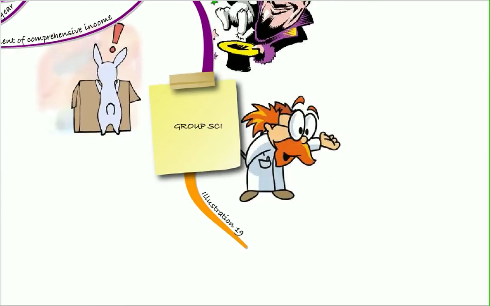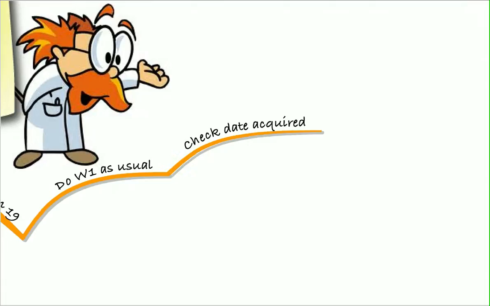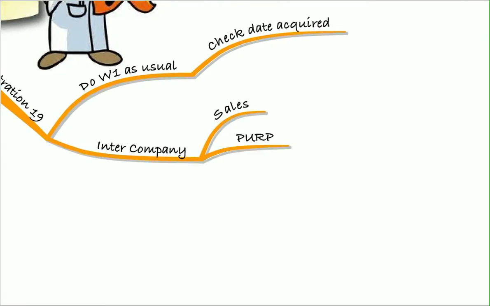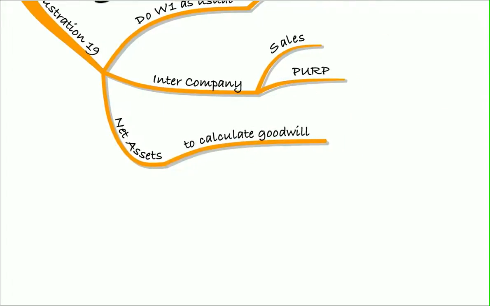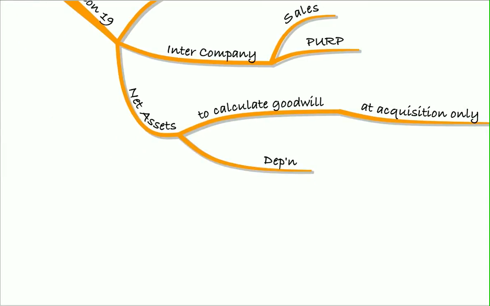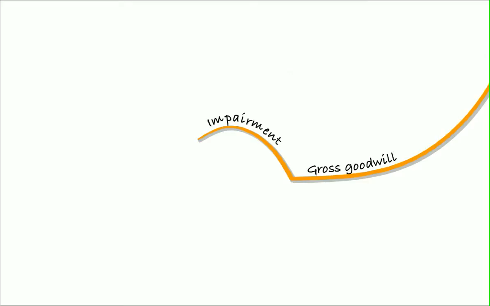So we did this for illustration 19. We did working 1 as usual, checking the date acquired to make sure it wasn't a mid-year acquisition. For the intercompany, we did the sales and the perp. For the net assets, we needed this to calculate goodwill because there's going to be an impairment. But we only needed it at acquisition to get that impairment. We also then needed to calculate our depreciation. We then calculated our gross goodwill impairment and allocated that out.